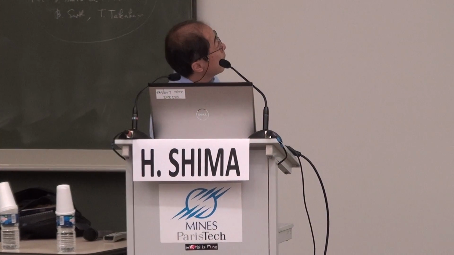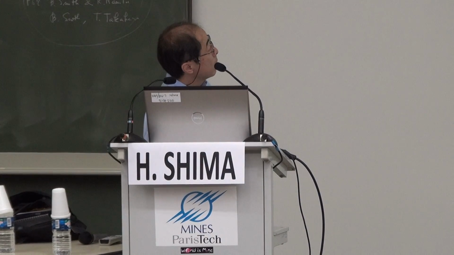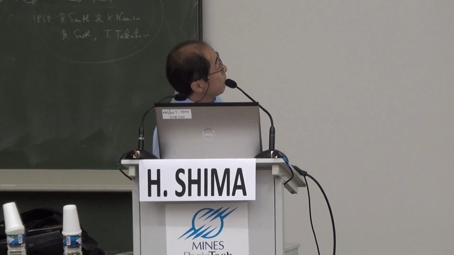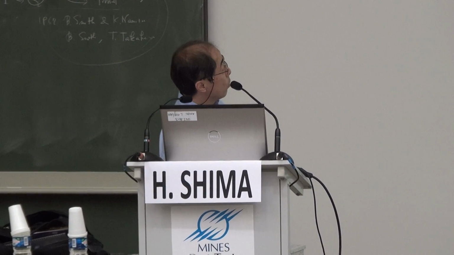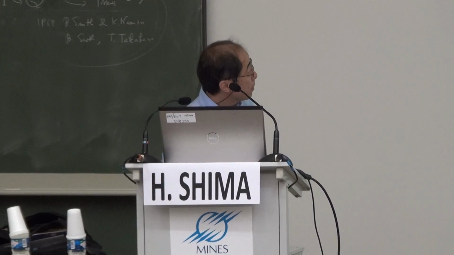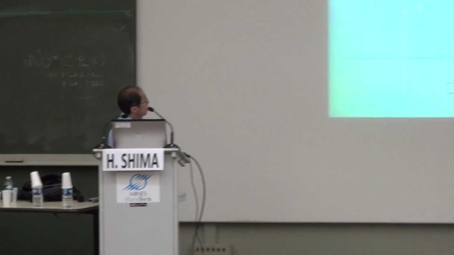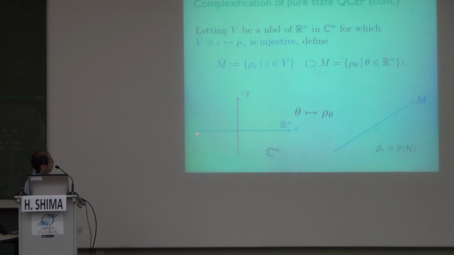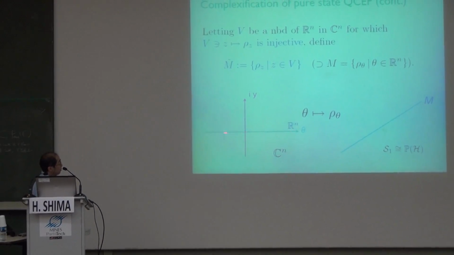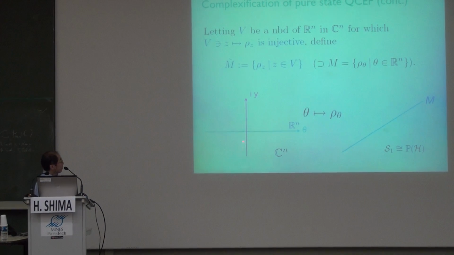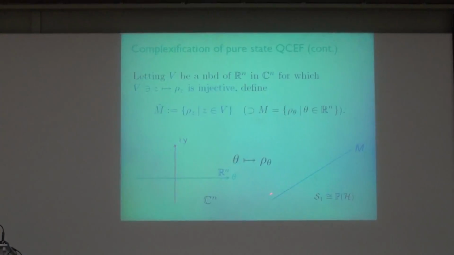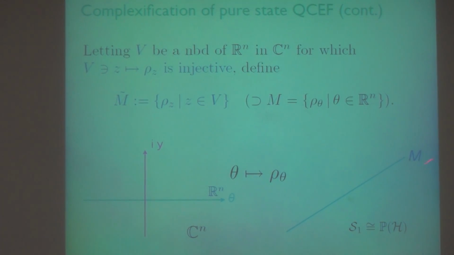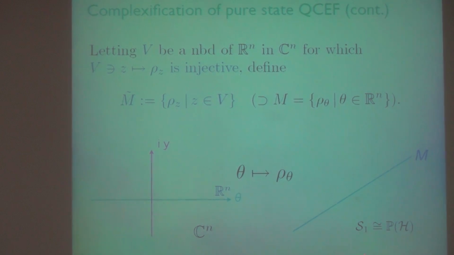Let V be some neighborhood of R^n, where n is the dimension of the manifold M, and V will be a neighborhood of R^n in C^n for which the correspondence from z to rho_z is injective. Let me explain. Imagine that this is C^n and this is R^n, and theta is the coordinate of R^n, while y is the imaginary axis of dimension n. Originally, the correspondence theta to rho_theta is given, which maps R^n to the set M embedded in the projective space.